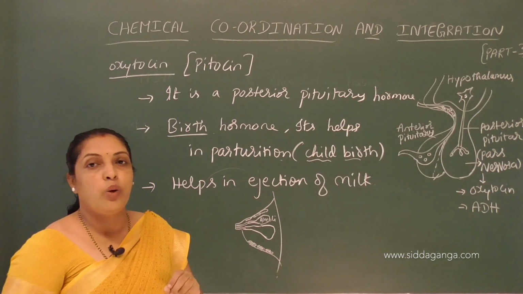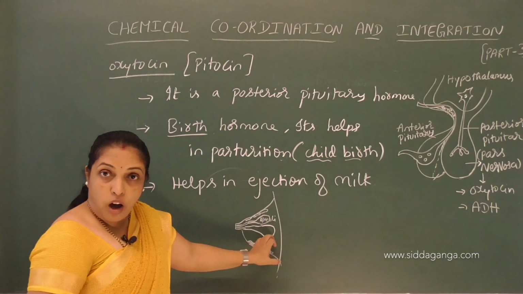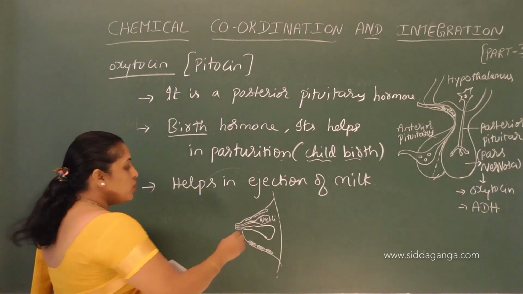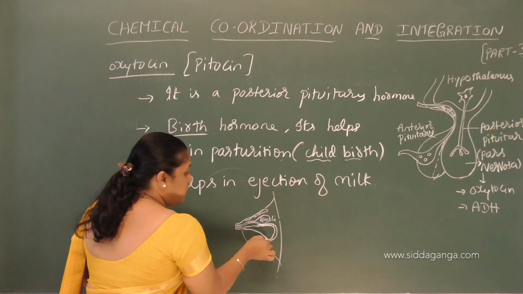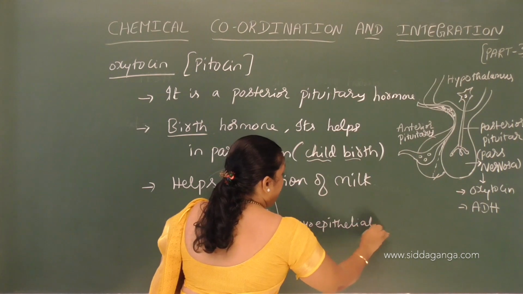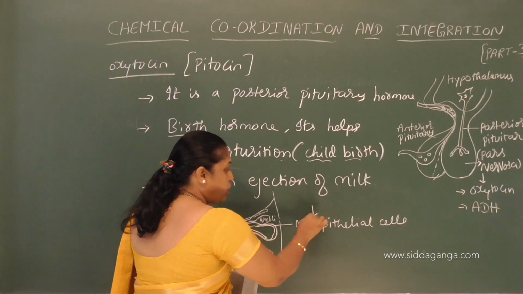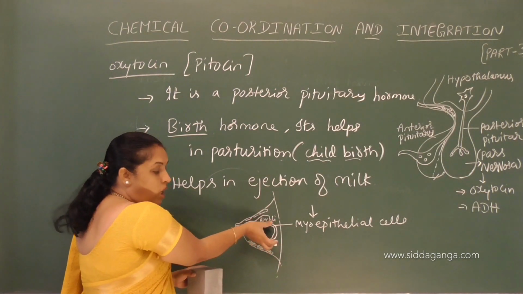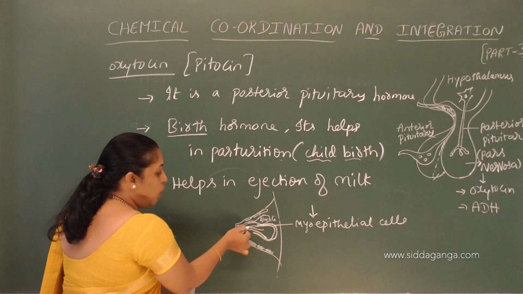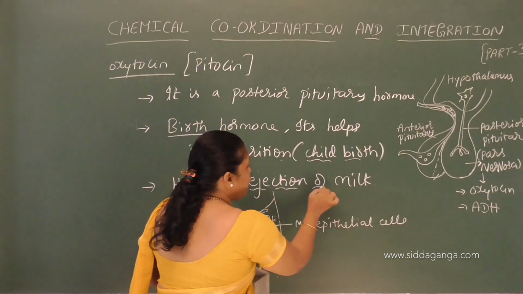You have read about alveoli in the lungs. The functional unit of lungs is alveoli, where the exchange of gases takes place. Here mammary alveoli means these alveoli are present in the mammary gland. This mammary alveoli is surrounded by myoepithelial cells, on which oxytocin acts. When oxytocin acts on myoepithelial cells, that leads to constriction of mammary alveoli, and the milk produced in the alveoli will be expelled into the mouth of the baby.